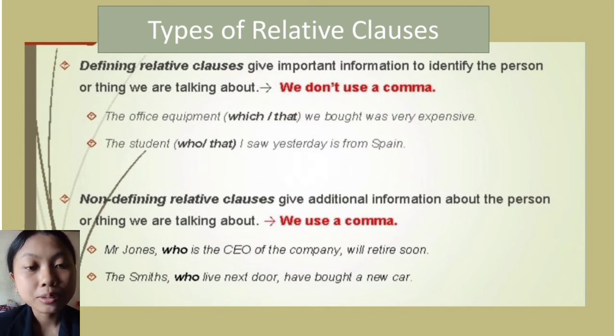And then number 2, we move to non-defining relative clause, which gives additional information about the person or thing we are talking about. Here, we use commas in the sentence. So we have some examples here. The first one, Mr. Jens, comma, who is the CEO of the company, comma, will retire soon. And next, the Smiths, comma, who live next door, comma, have bought a new car.